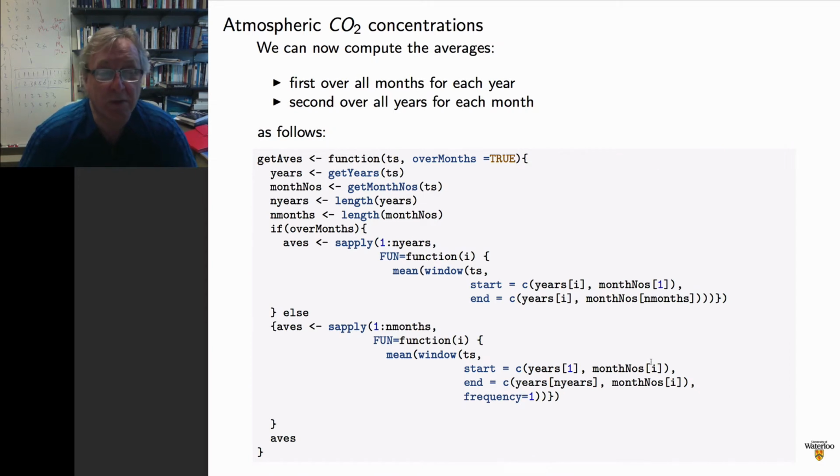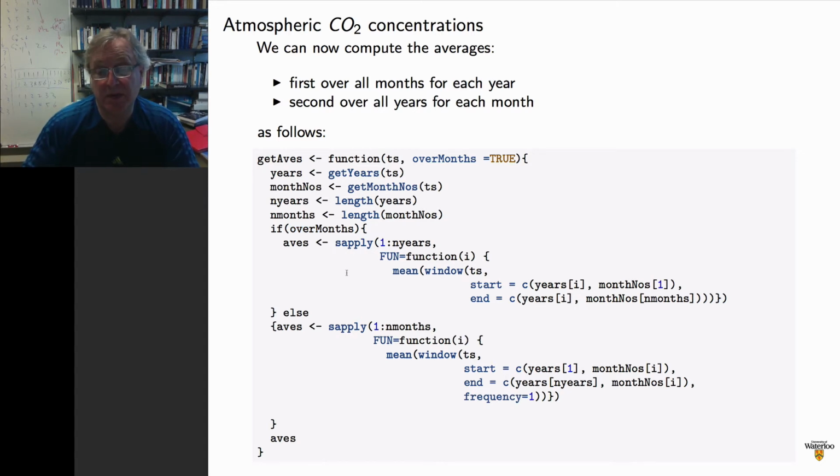So we need a function that will calculate our averages. This function, getAvs, is going to take the time series and a decision on which average we are interested in. Are you interested in the average over all of the months for each year, or over all of the years for each month? So get the years, get the months, get the number of years, number of months, and then we decide which average we calculate depending on if it's over months or not.